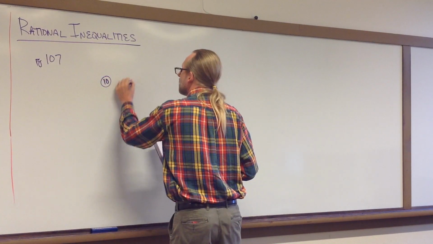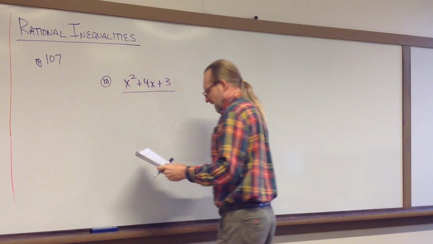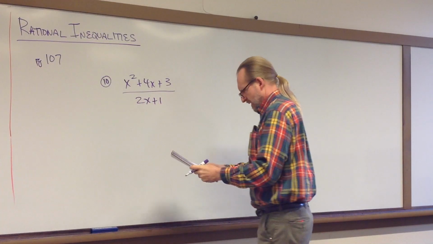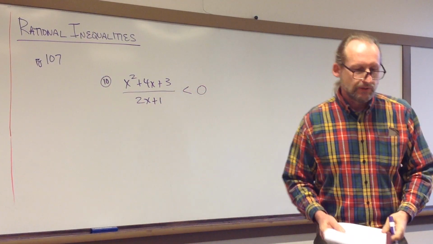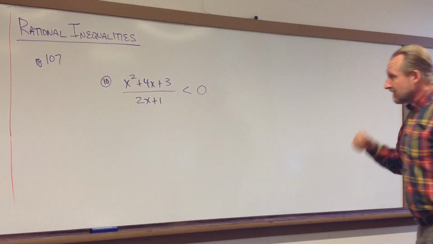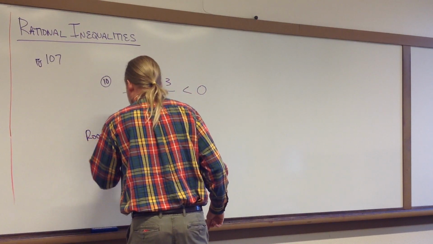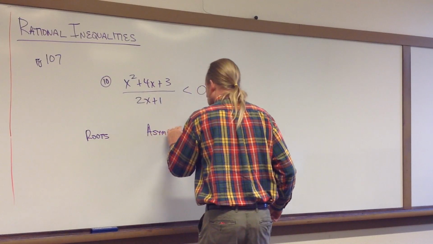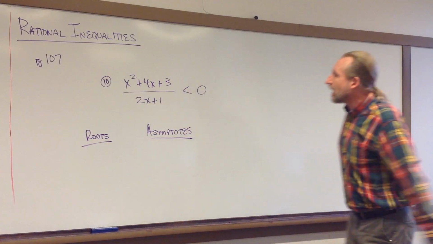We've got x squared plus 4x plus 3 on top, and 2x plus 1 on the bottom, and we want to know where that's going to be less than 0. So I think I'll identify the roots and asymptotes first, and then we'll look at the graph and match up what we calculate with what we see on the graph.